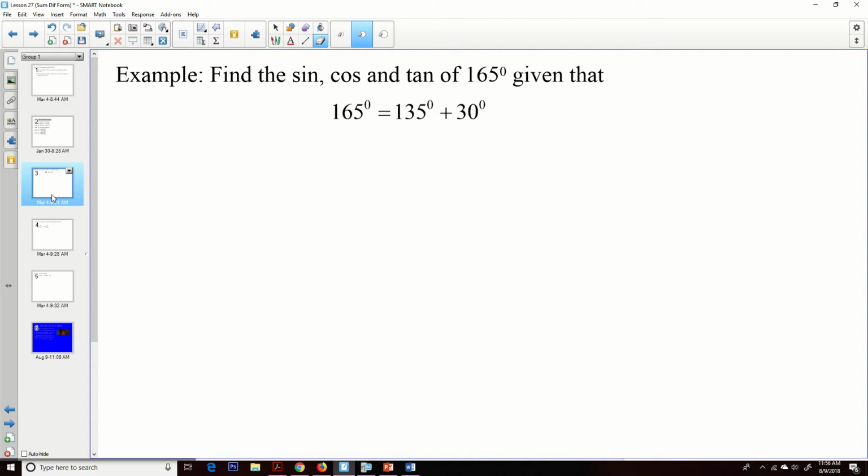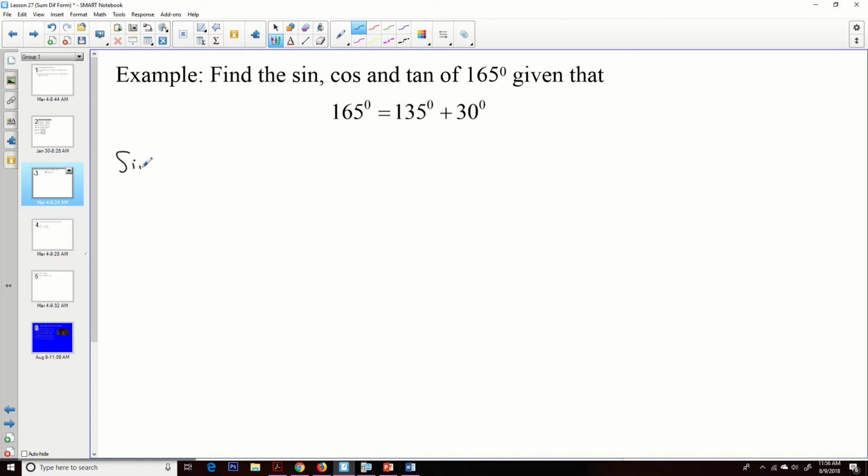First, find the sine, cosine, and tangent of 165 degrees, given that 165 is 135 degrees plus 30 degrees. So here we have an angle that is not on the unit circle that is made up of two angles that are on the unit circle. And so we can use the sum and difference formulas to make that calculation for 165 degrees based on two angles that we already know. So what does that look like?